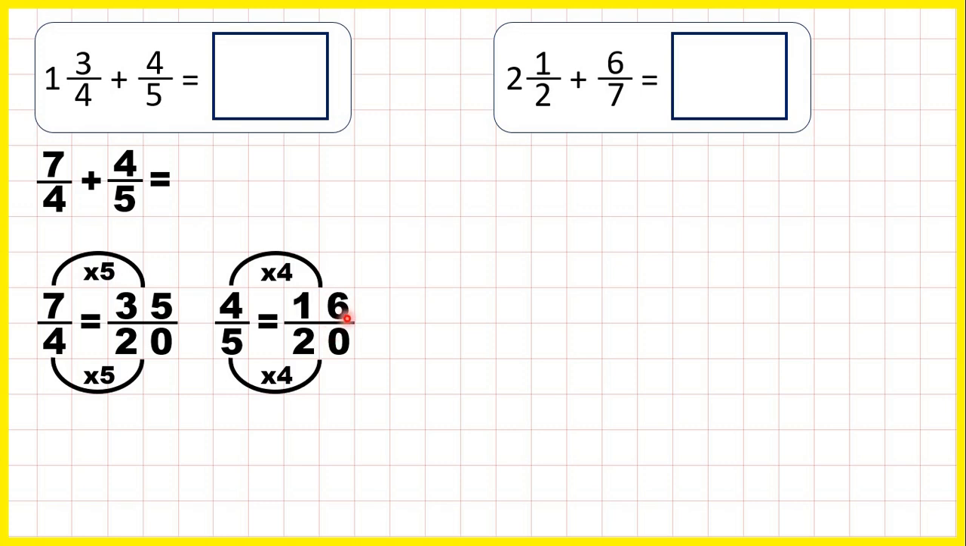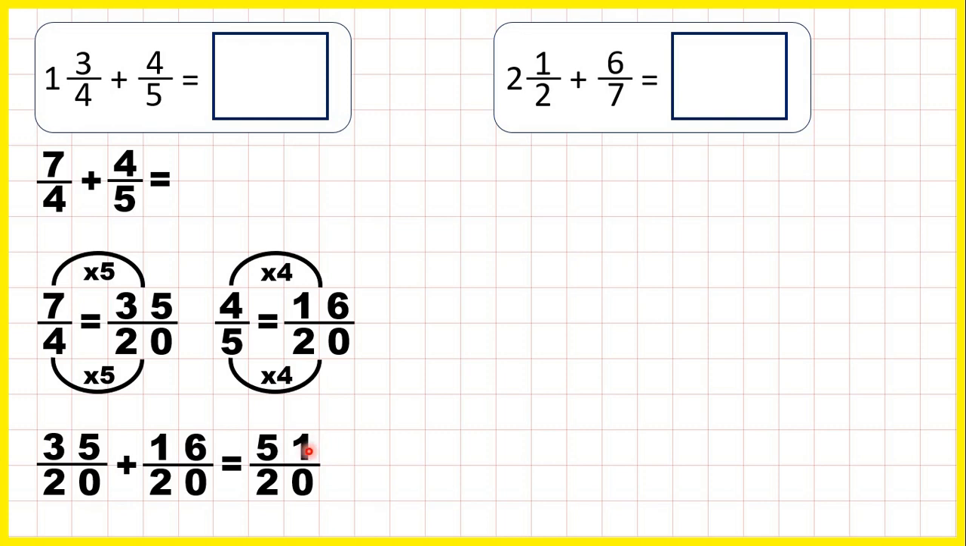So we can rewrite our question again. Instead of 1 3/4 or 7/4, we can write 35 over 20, and instead of adding 4/5, we can add 16 over 20. So now we have our common denominator, so we keep the denominator the same in our answer, and 35 plus 16 is 51.